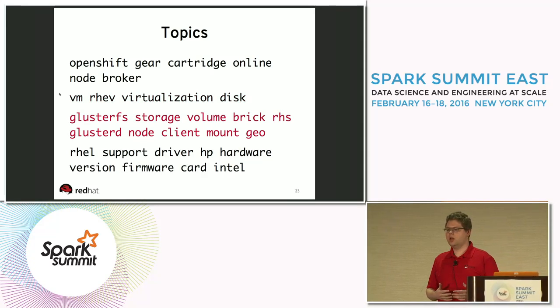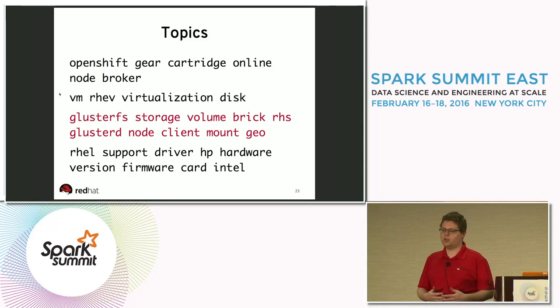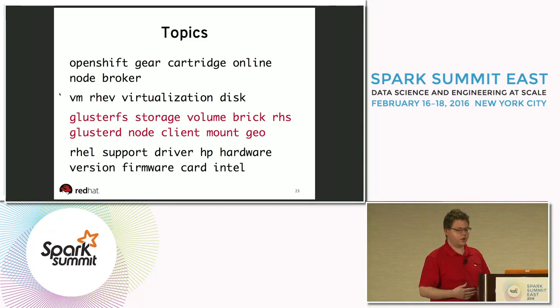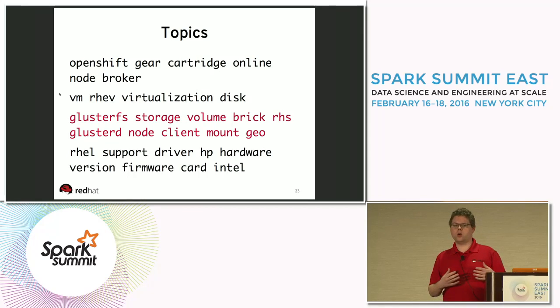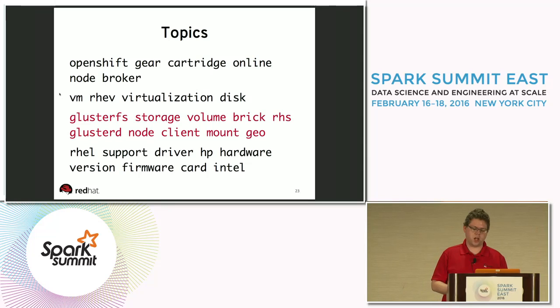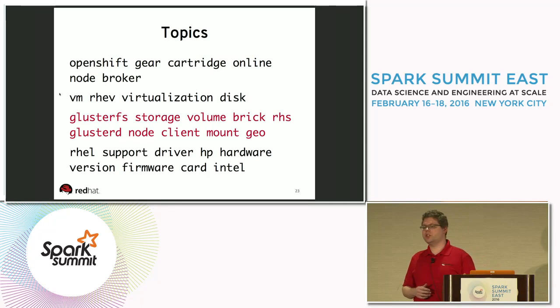GlusterFS. Gluster is one of 2 distributed file systems that Red Hat sells as part of its Red Hat Storage suite of products. Here we see storage and RHS corresponding to Red Hat Storage. Volume and Brick correspond to how Gluster organizes and exports storage to the clients. Glusterd, Node, Client, Mount, Geo. Geo for geo-replicated.